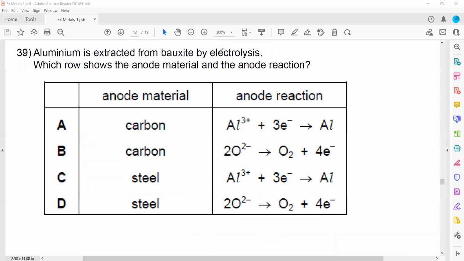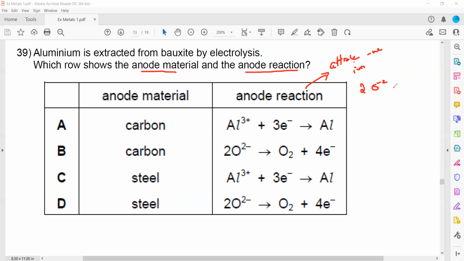Aluminium is extracted from bauxite by electrolysis. Which row shows the anode material and anode reaction? Anode and cathode both are made up of graphite or carbon. And what will happen at anode? Anode is a positive terminal, so it will attract the negative ion. So which is a negative ion? Oxide is a negative ion.